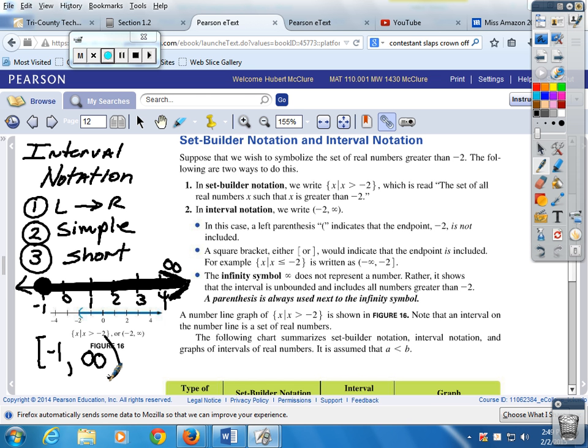Now, I'm just going to cover interval notation. You need to know about set builder notation for the homework or for the test. Set builder notation would be writing your answer as x is greater than or equal to negative 1, putting an x such that in front of it, and then putting braces around it. Now that's your set builder notation.